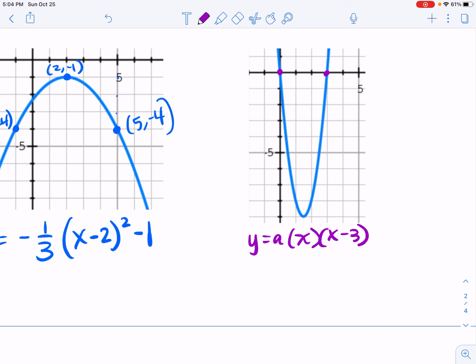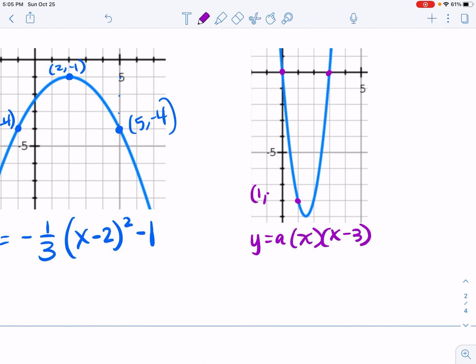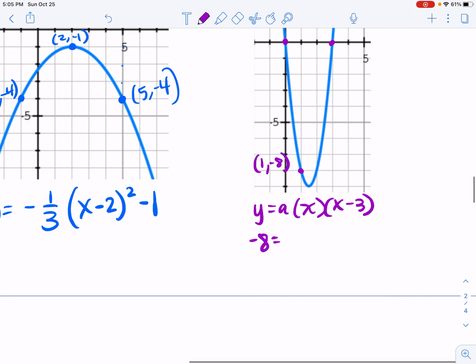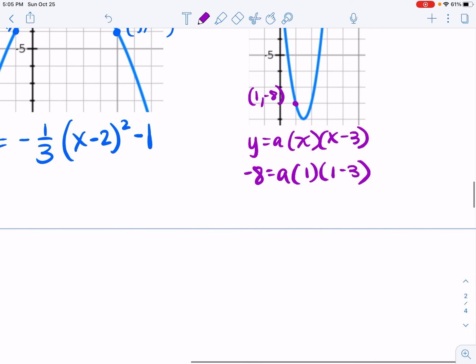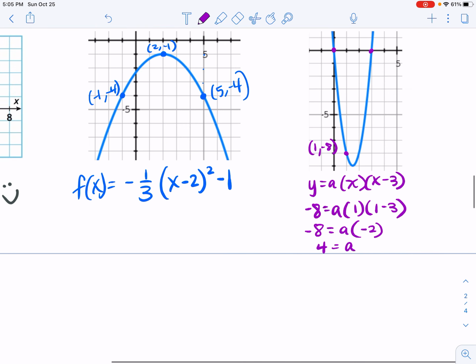Now I can use some other points on this graph to help me out. I see a really good point right here. That point is at 1, negative 8. So if I use that for x and y, I can solve for a. It makes sense that a is positive because my graph is opening up.